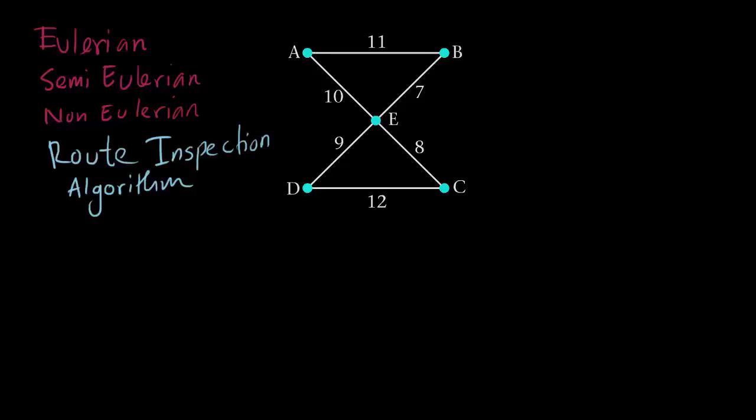The purpose of the route inspection algorithm is to find the shortest path as a graph is traversed. If it's an Eulerian graph like we have in this diagram, we don't have to think about the shortest path because there is no extra path to be added for it to be traversable. All we have to do is take each value and add it up, so it would be 11 plus 10 plus 7 plus 9 plus 8 plus 12, which turns out to be 57.